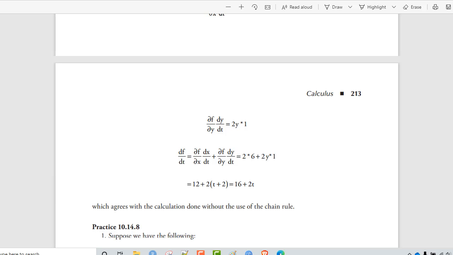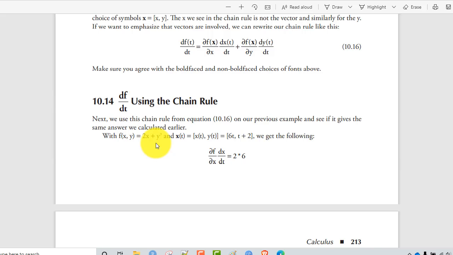But we said there was another way to do this as well, because we can just take f as a function of x and y, and then we can just say, well, x is 6t and y is t plus 2.